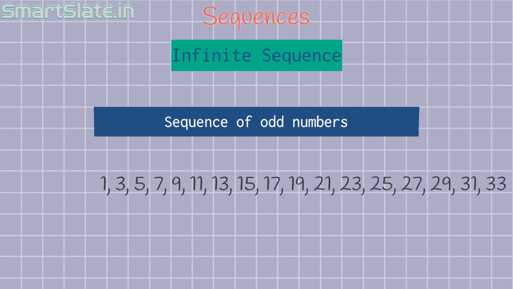And such sequences where the number of terms of the sequence is infinite, then such a sequence is called as infinite sequence. And such a sequence is symbolically represented as T1, T2, T3, T4, so on.